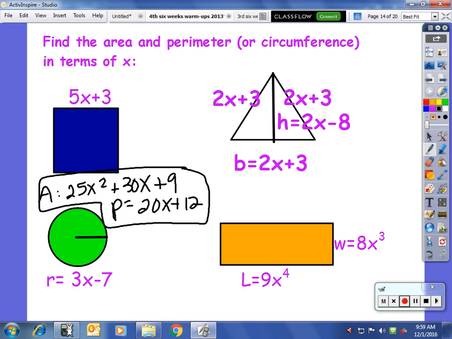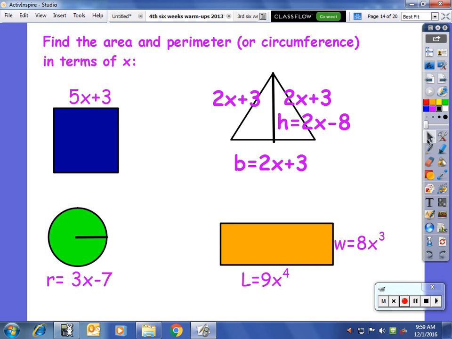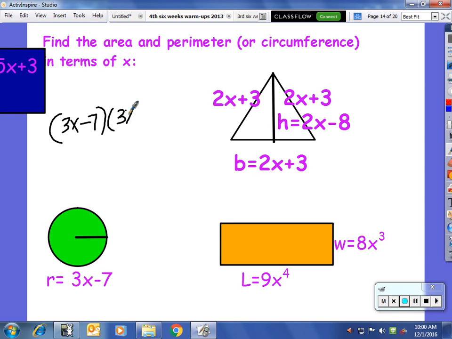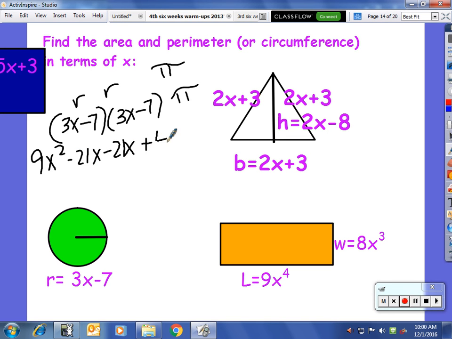Okay, the circle. On a circle, you got to remember a couple of extra things. First of all, it's radius times pi. So you'd have to do 3x minus 7 times 3x minus 7, just like we did for the square. Instead of side times side, we're doing radius times radius. And then you also have to remember that pi symbol. So this is going to give us 9x squared minus 21x, then another minus 21x, and then a positive 49 at the end, which is 9x squared minus 42x plus 49.